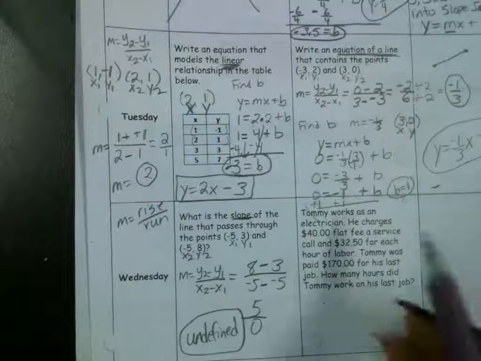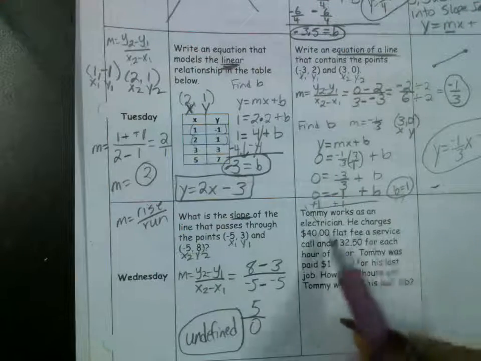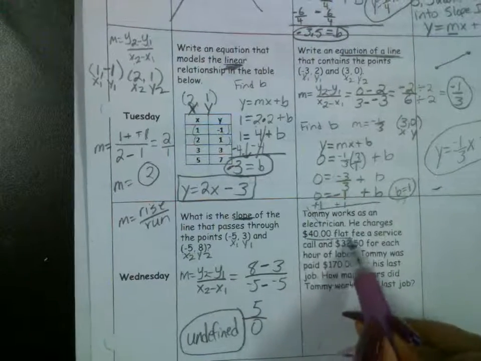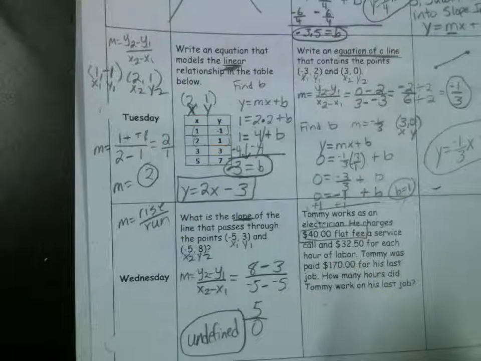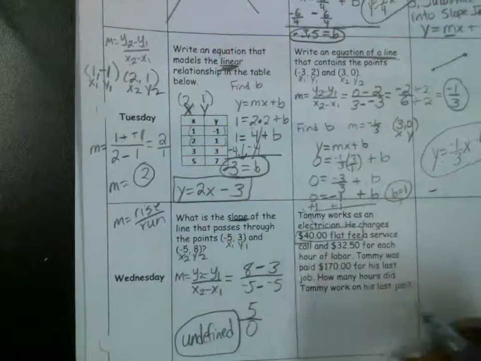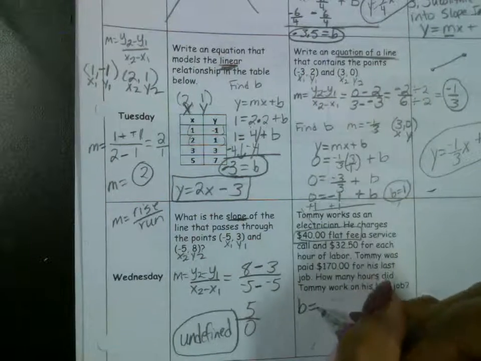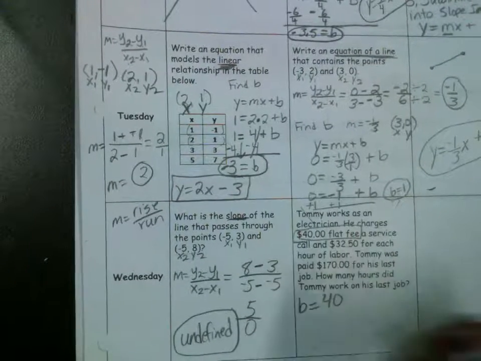Tommy works as an electrician. He charges a $40 flat fee. If it's a $40 flat fee, that's the starting amount. So that's going to be your y-intercept. So b in this problem is 40. That's your starting amount.